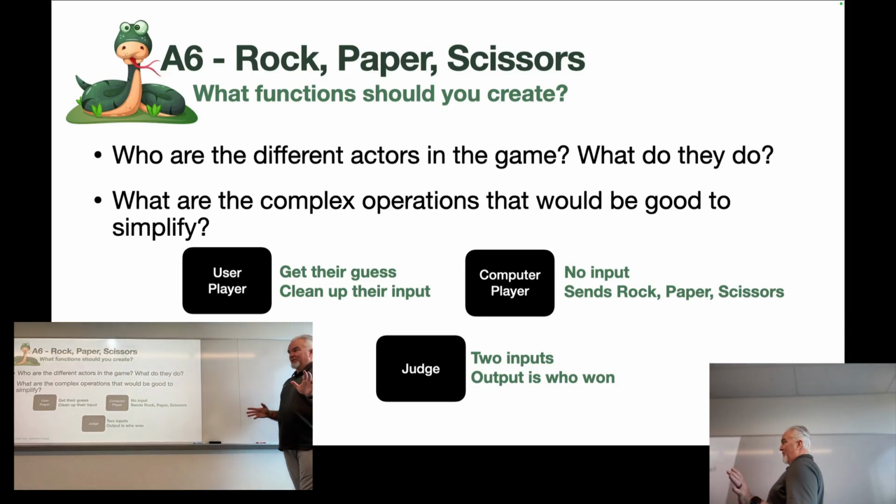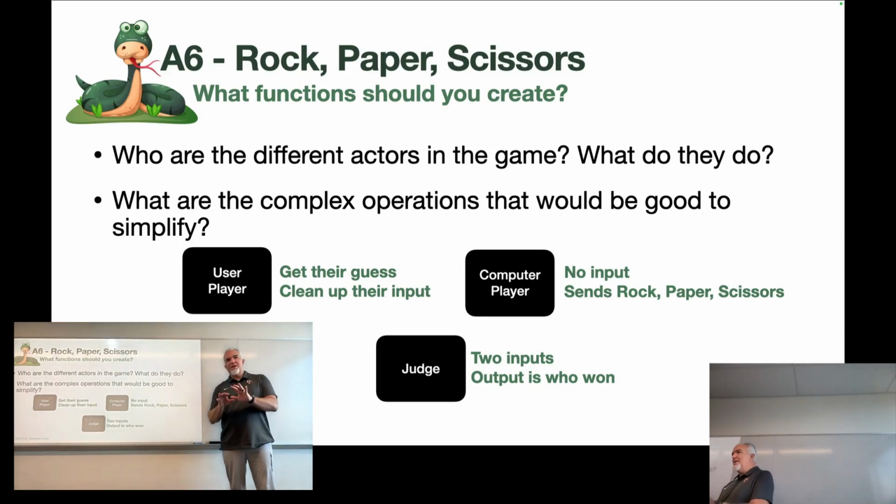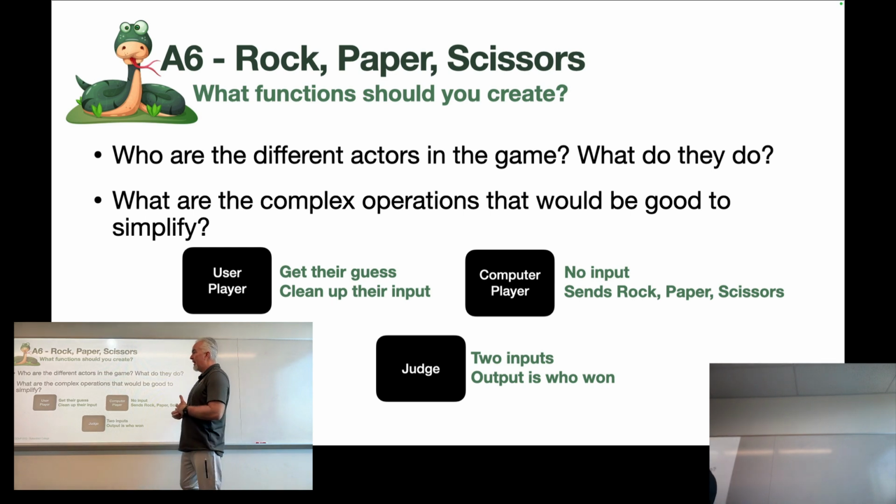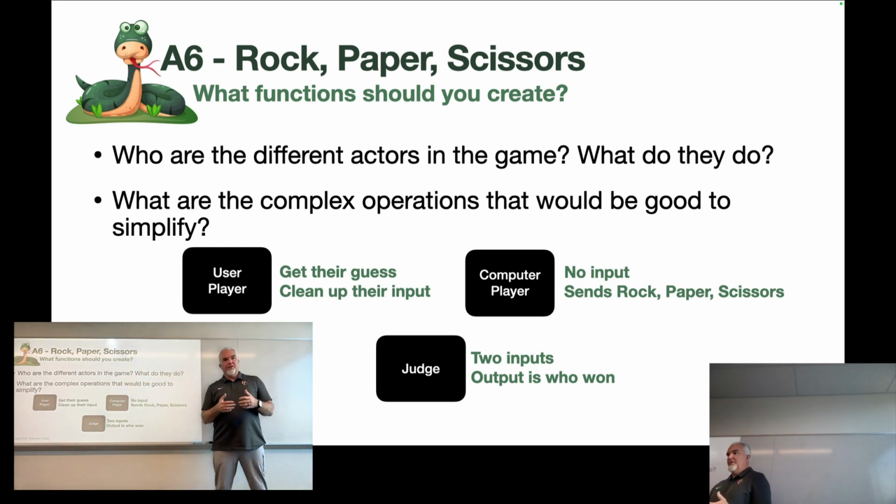So when we think about functions for this game, before we even write a line of code, I can see at least 3 functions here that are useful. Okay? Think about the different actors in the game, right? Let's say it's not amateur rock, paper, scissors, it's like professional rock, paper, scissors.